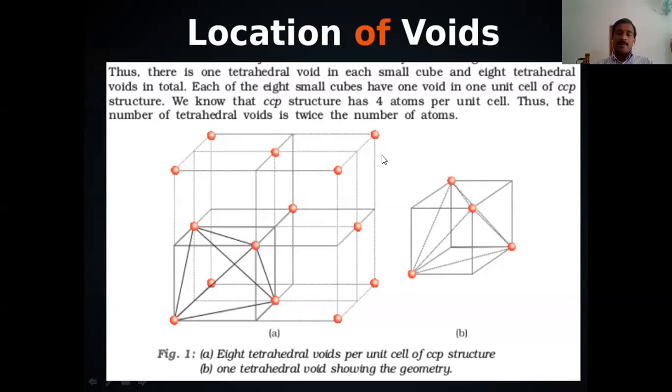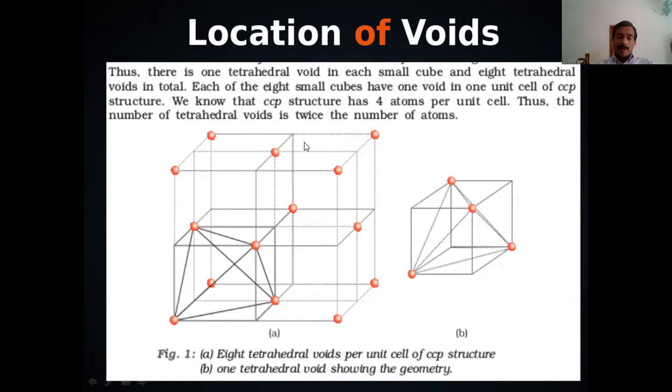It is a face-centered cubic unit cell, FCC. You can see particles are present in all the corners and particles are present at the face centers. On the upper face, one particle is present here. Right side, one particle is present here. Bottom, one particle is present here. Left side, one particle is present here. Front, one particle is present here. Back side, one particle is present here. So it is a face-centered cubic unit cell.